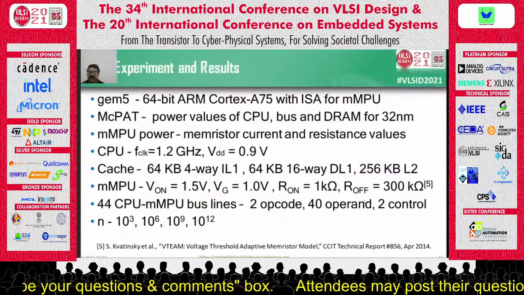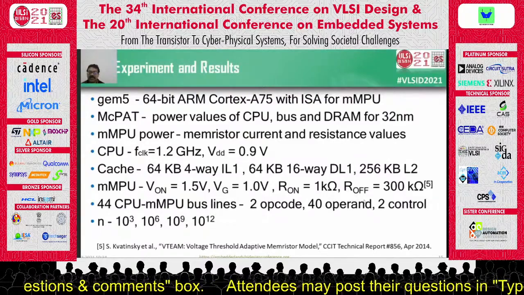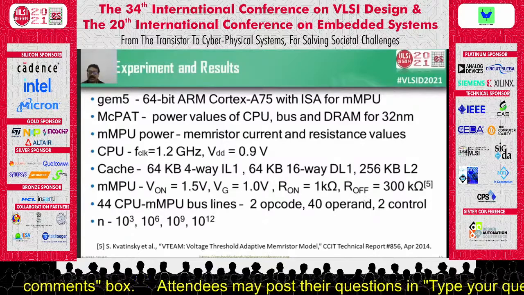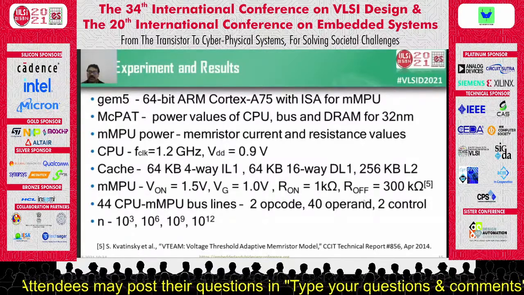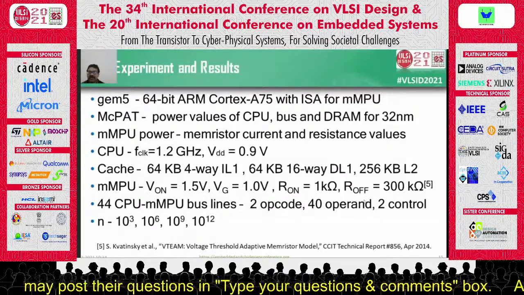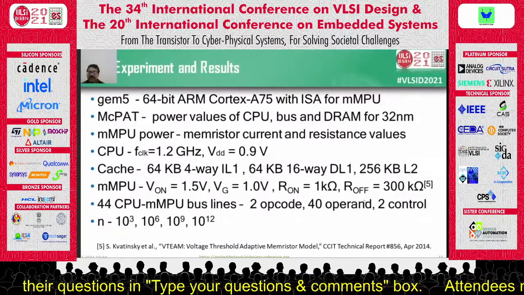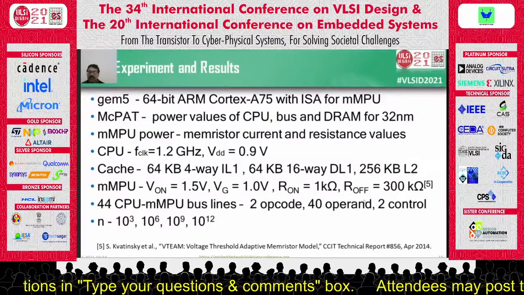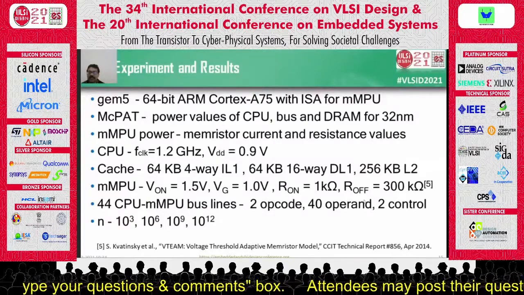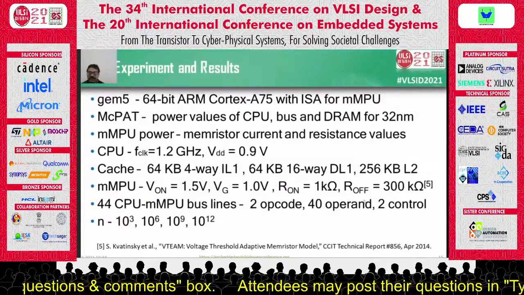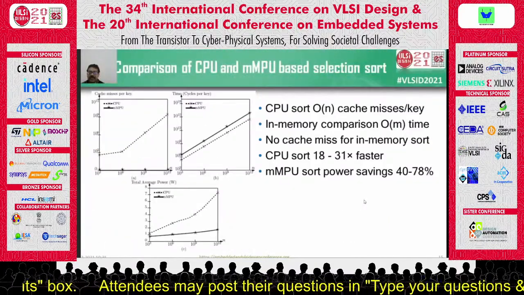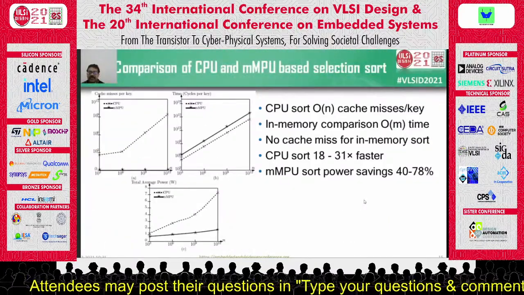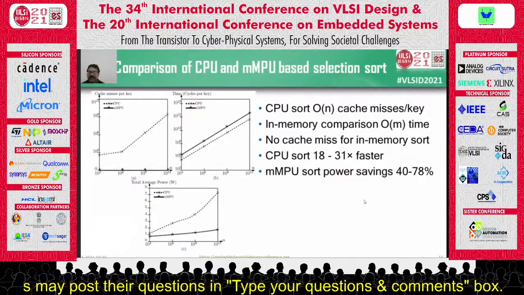The CPU and MMPU are interfaced using a 44-line bus, where 2 lines are for the opcode of the MMPU instructions, 40 lines are for the address of the operands, and 2 are control lines between the CPU and MMPU. The input size is varied from 10 to the power 3 to 10 to the power 12. Here is the comparison between the traditional and the in-memory sorting algorithms.